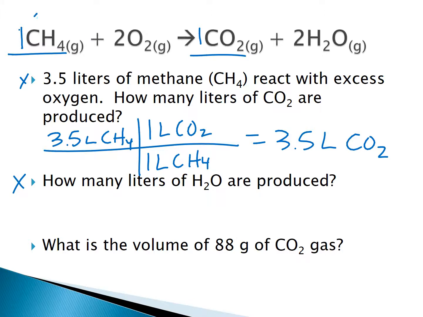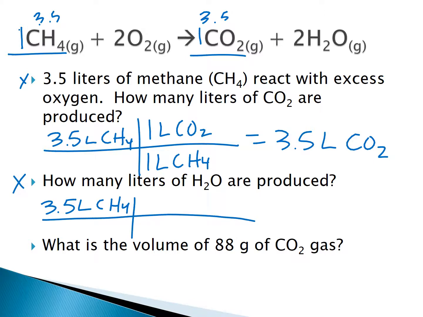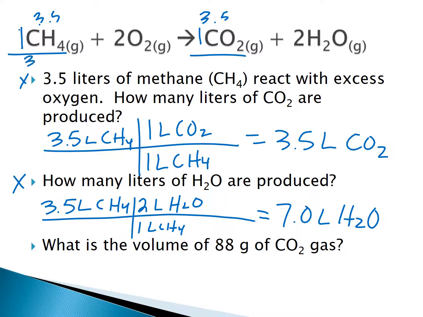So again, 3.5 of those, 3.5 of those. Next question says, how many liters of water will be produced? Well, if I'm starting with 3.5 liters of CH4, I can use the ratio between CH4 and water. So 1 liter of CH4 for every 2 liters of H2O, and that'll produce 7.0 liters of steam. Or you can just look, if we're starting with 3.5 liters of methane, the ratio is 1 to 2, so there'll be twice as much water, or 7.0 liters.